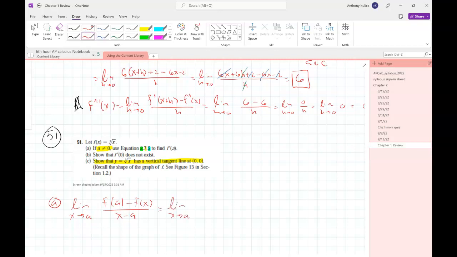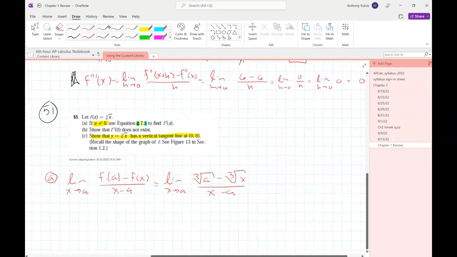All right, so we do this. We have the cube root of A minus the cube root of X over X minus A. And Blake's question was, how do I use the conjugate here? I wouldn't do that, because why wouldn't I use a conjugate in this case? It's a cube root and not a square root.